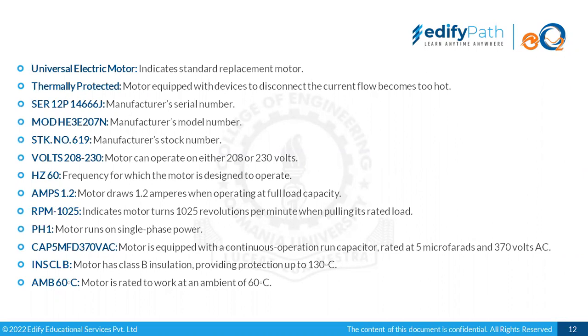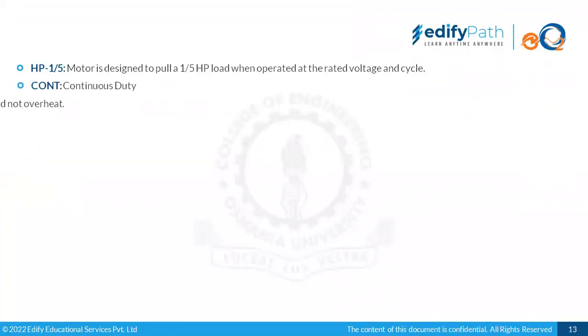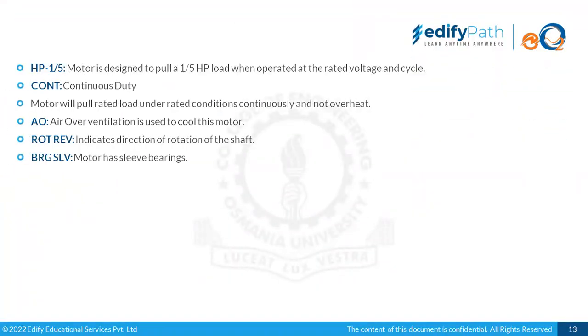Then the insulation class would be there. As we know, there are different insulation classes for the motor, A, B, C, D, E, F, to take care of different temperatures. That has to be properly mentioned on the plate of the motor also. And the ambient temperature which it could withstand is also mentioned on the motor, along with the rating of the motor, how many HP it is designed for.